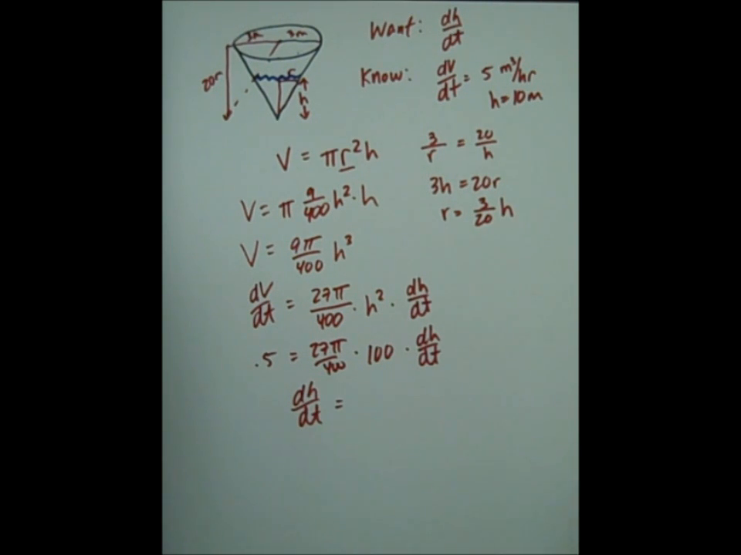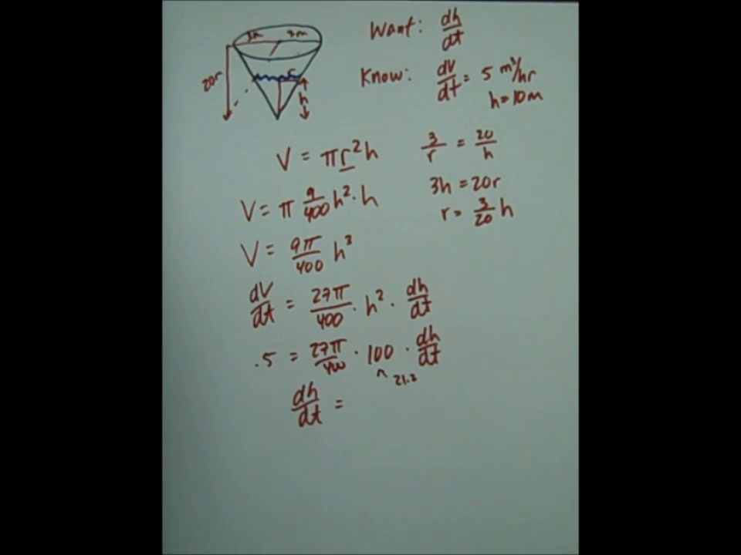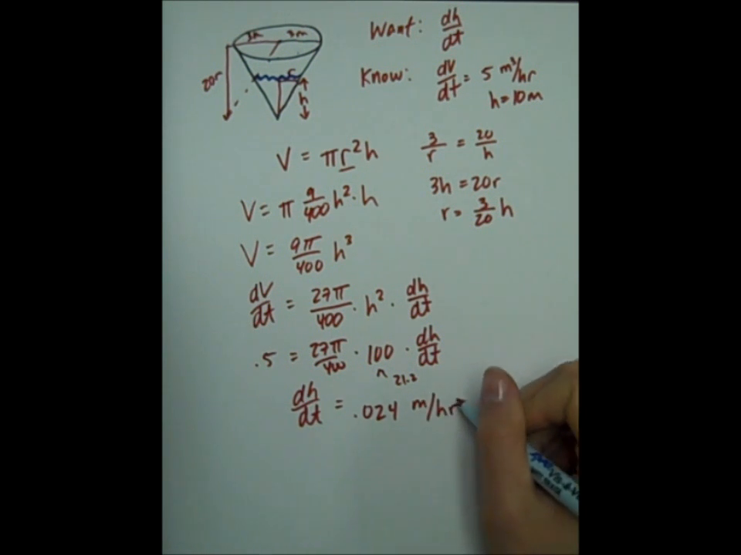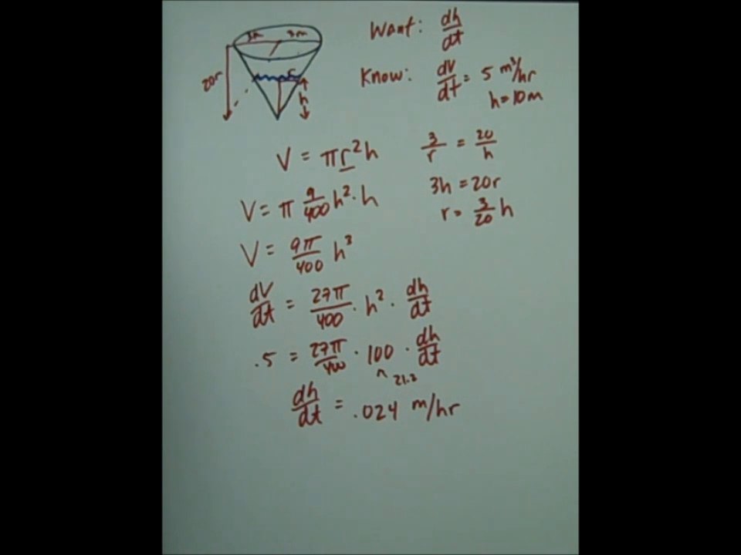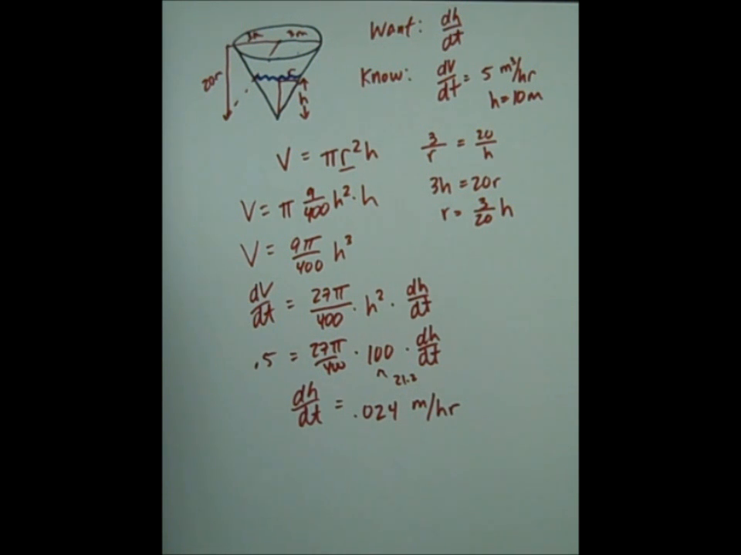To do that, let's see, what is 27 pi divided by 400 times 100? This number here is 21.2. So I'll take 0.5 divided by 21.2, and I get 0.024 meters per hour. Hopefully I did the math right there. So again, what did I do here? I plugged in my 10 for h, plugged in my, oh, it should have been 5, not 0.5. So that gives 0.235. I plugged in my 5 for dV/dt, plugged in my 10 for h, solved for dh/dt. So that's what I was able to do to find the rate at which the height of the water is increasing.